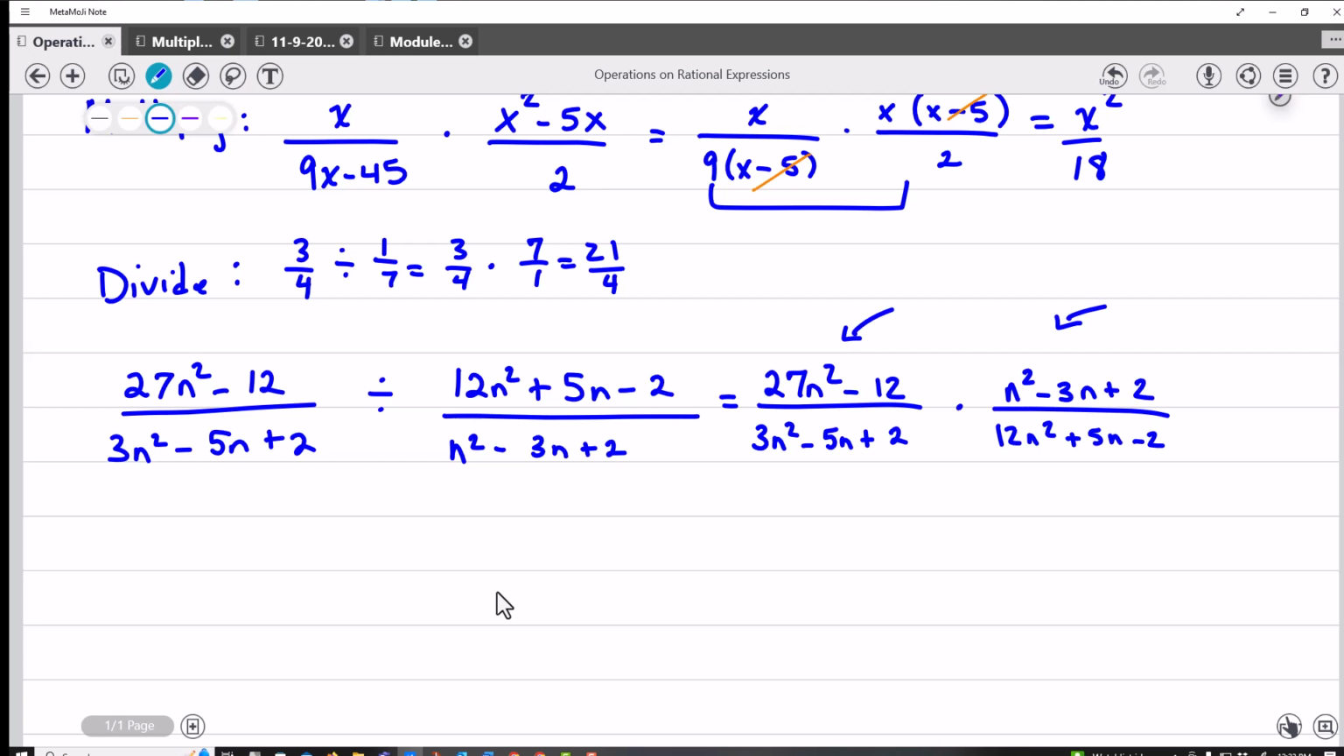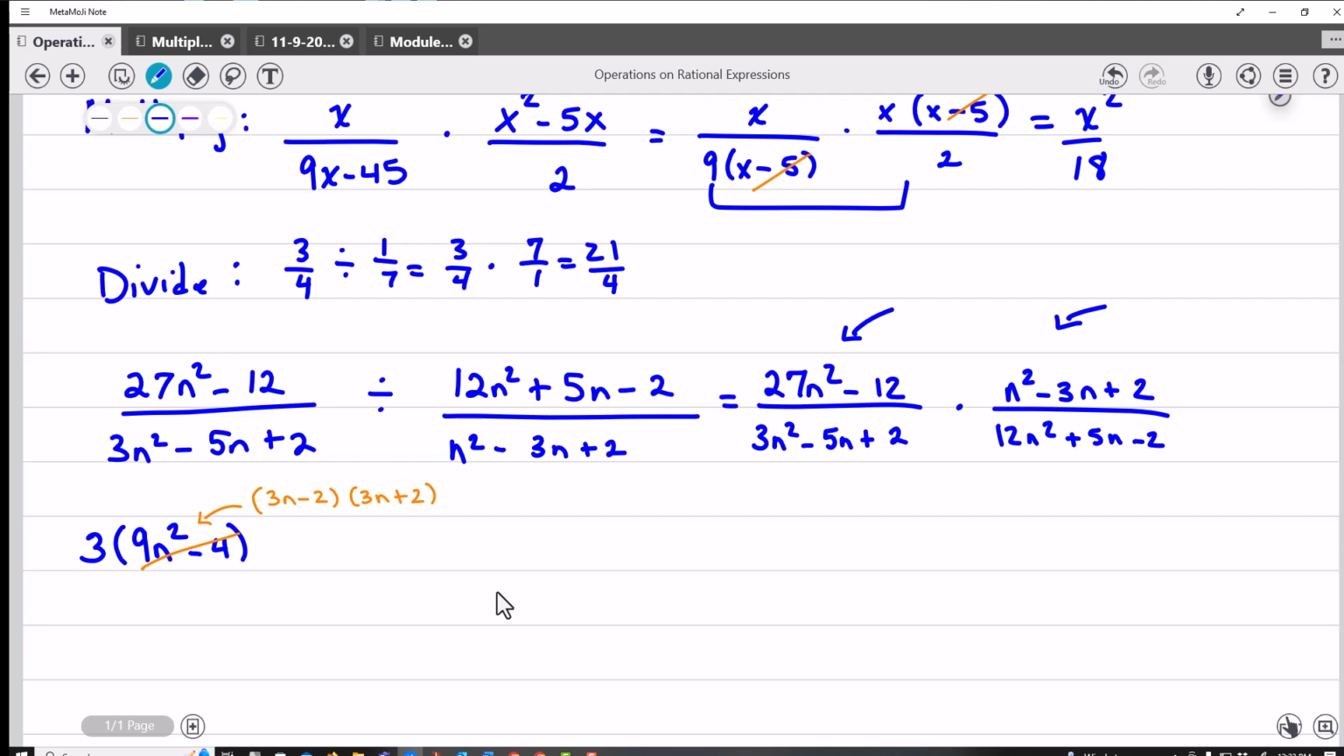This first term, it looks like I could pull out a 3, and that would leave me with 9n squared minus 4. And if you caught it, this is even the difference of two squares, which would be 3n minus 2, 3n plus 2. So that becomes this. I just happened to catch that when I was starting to work this out.